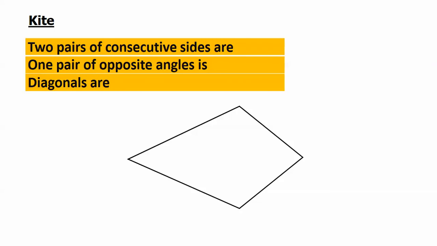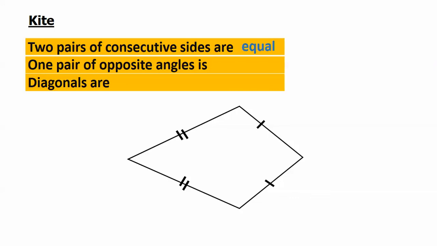Lastly, we have our kite, my favorite shape. In a kite, we have two pairs of consecutive sides that are equal. All right? So up here towards the top of our kite, we'll mark with one line and its matching equal side. And towards the bottom of our kite, marking with two lines, we'll find that this side is congruent to this one.